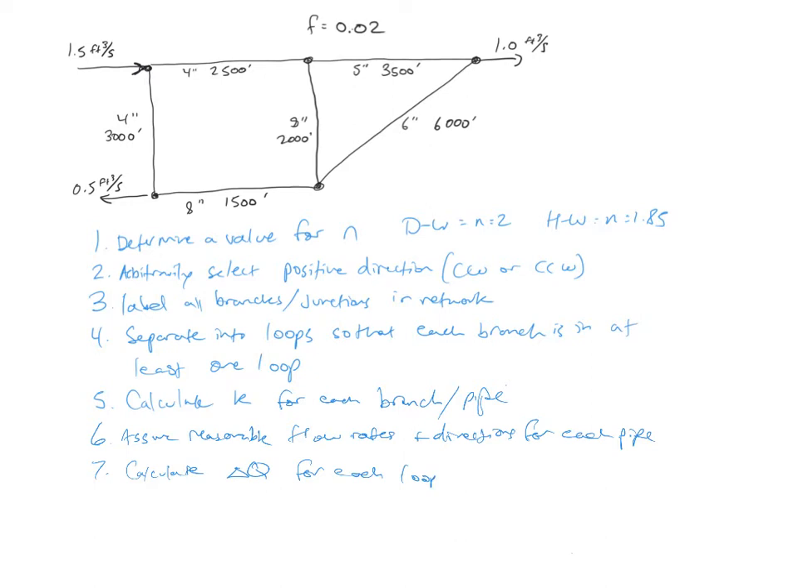And number 8, apply the delta Q to each branch in each loop. Step 9, repeat until delta Q is about 0.